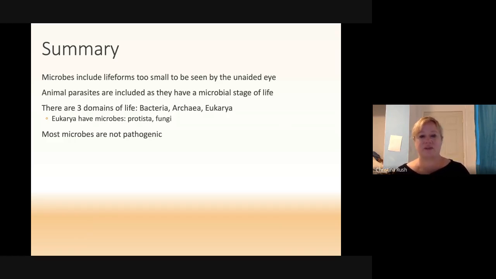I really want to stress that because we do have all this biotechnology, we do have the normal microbiota, but we are going to focus a lot on the pathogenic microbes, and that's because we're human, and that's what we care about. We look at somebody who's sick and we want to make them better. But most microbes are not pathogenic.